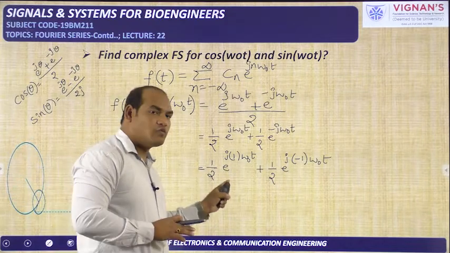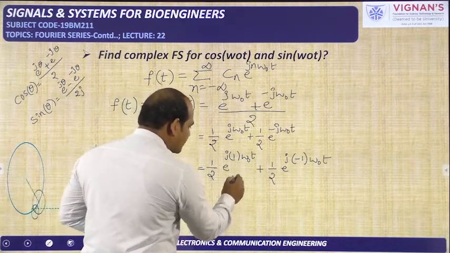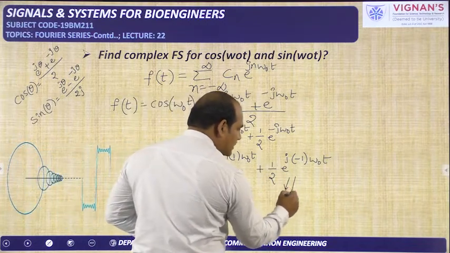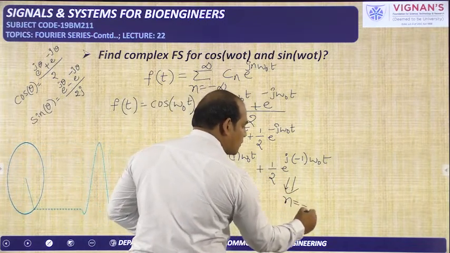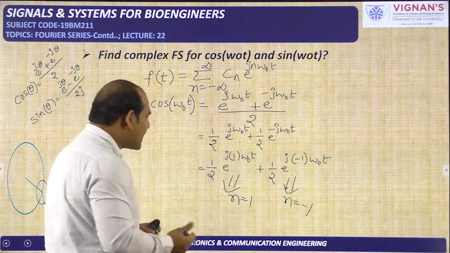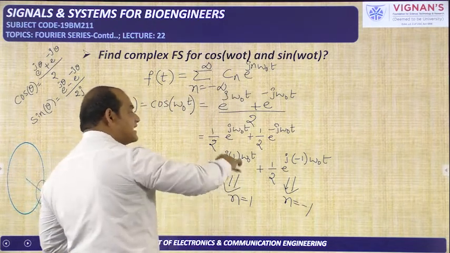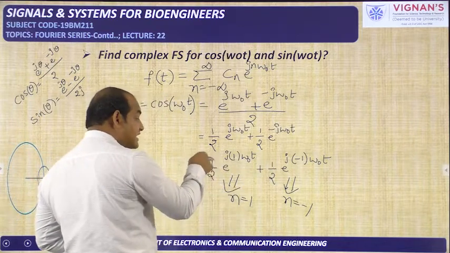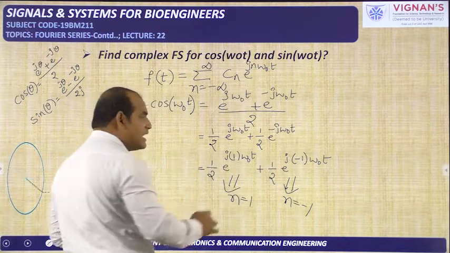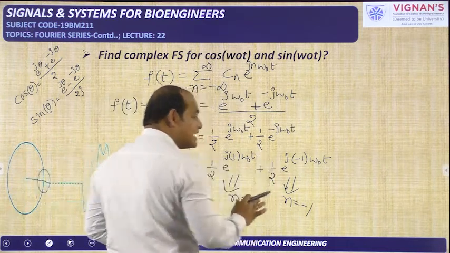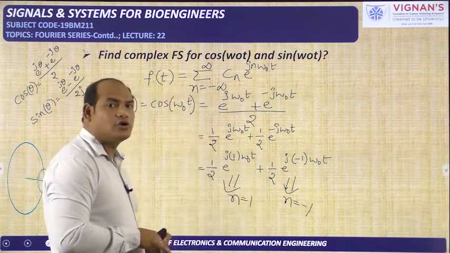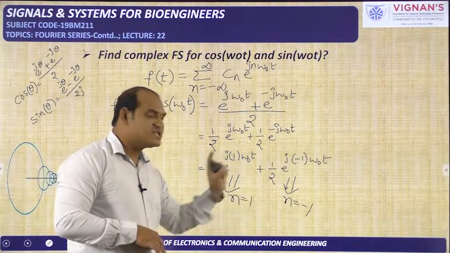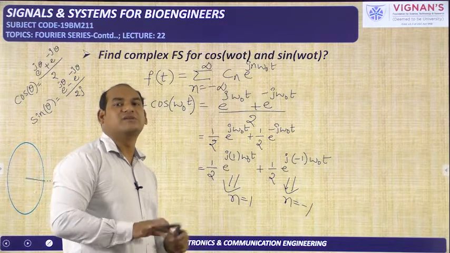Here n is equal to 1, here n is equal to minus 1. This particular term is given for n is equal to 1 and this particular term is given for n is equal to minus 1. So it is for Cn, it means it is for C1, n is equal to 1, and this 1 by 2 is also for Cn only, where n is equal to minus 1. So here C1 is equal to 1 by 2, C minus 1 is also equal to 1 by 2. Like this we will get.